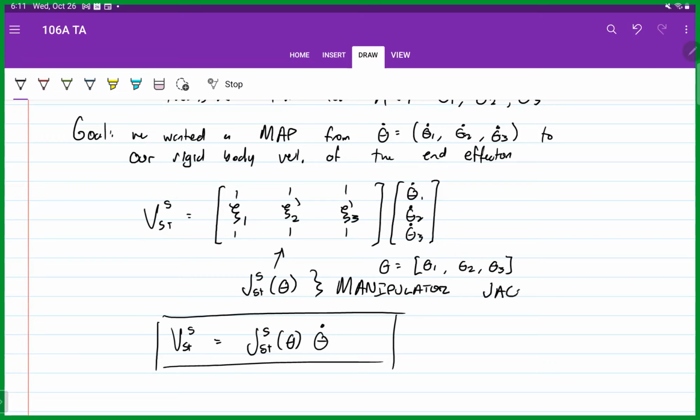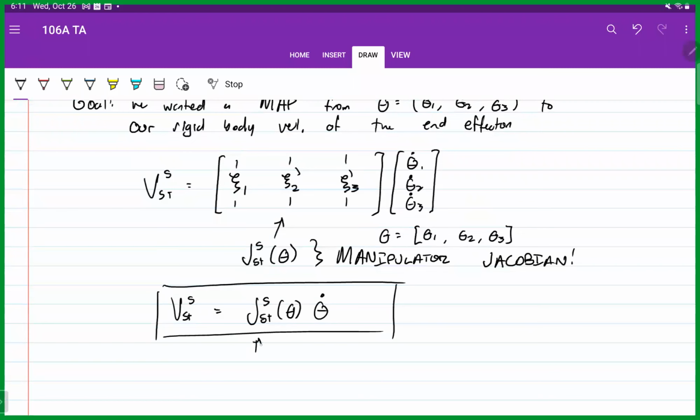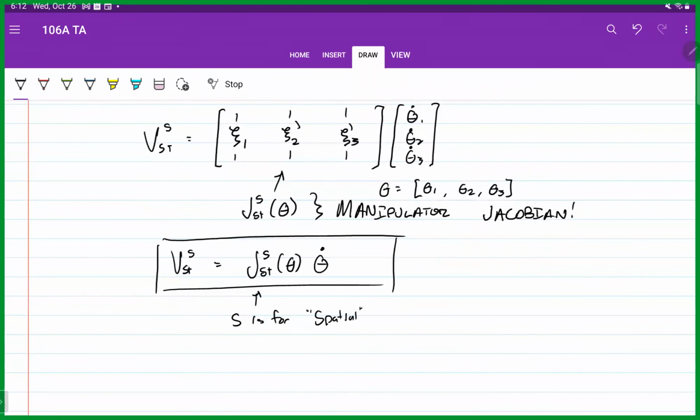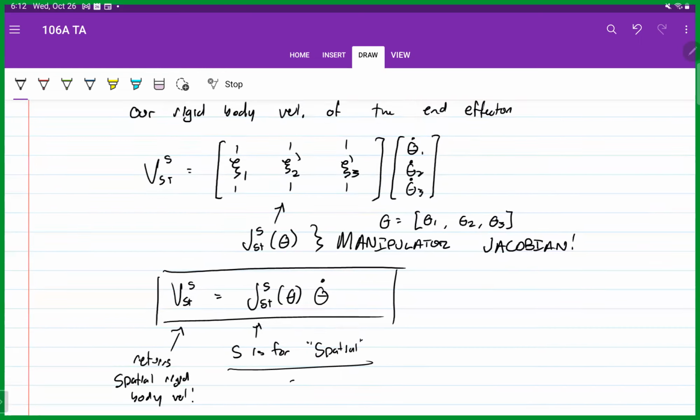And this matrix, J_st, which you might have guessed by now, is called the manipulator Jacobian. The S indicates that it is the spatial manipulator Jacobian. S is for spatial, and the only reason we have that spatial in there is that this is always returning our spatial rigid body velocity. So that's what the Jacobian is.